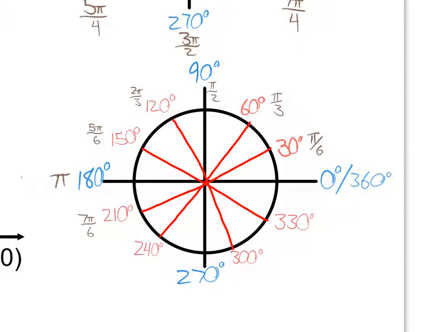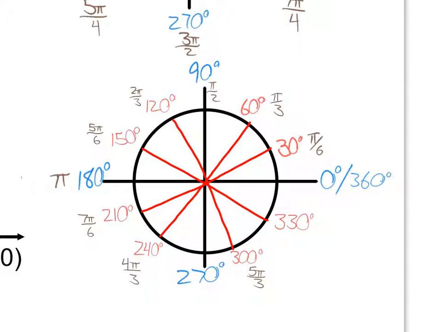How about 240? 4 pi over 3. 4 pi thirds. Okay, yeah, now we're looking at thirds again. We had 1/3, 2/3, 3/3. Now we're at 4/3 pi. How about 300? 5 pi thirds. That's 5 pi over 3.